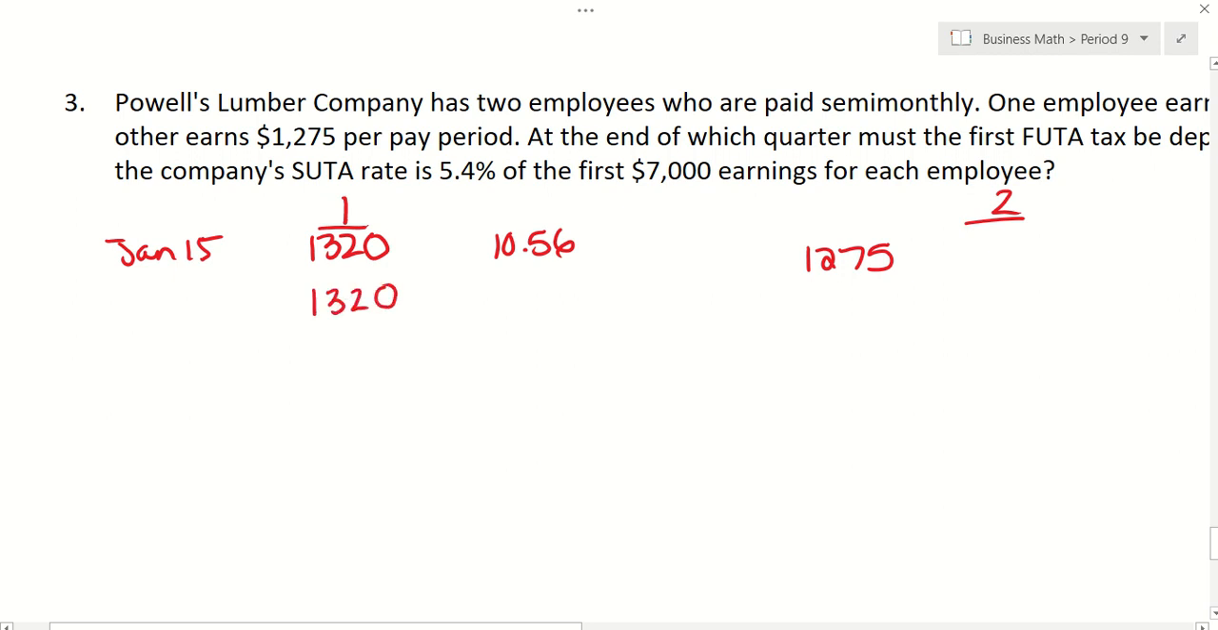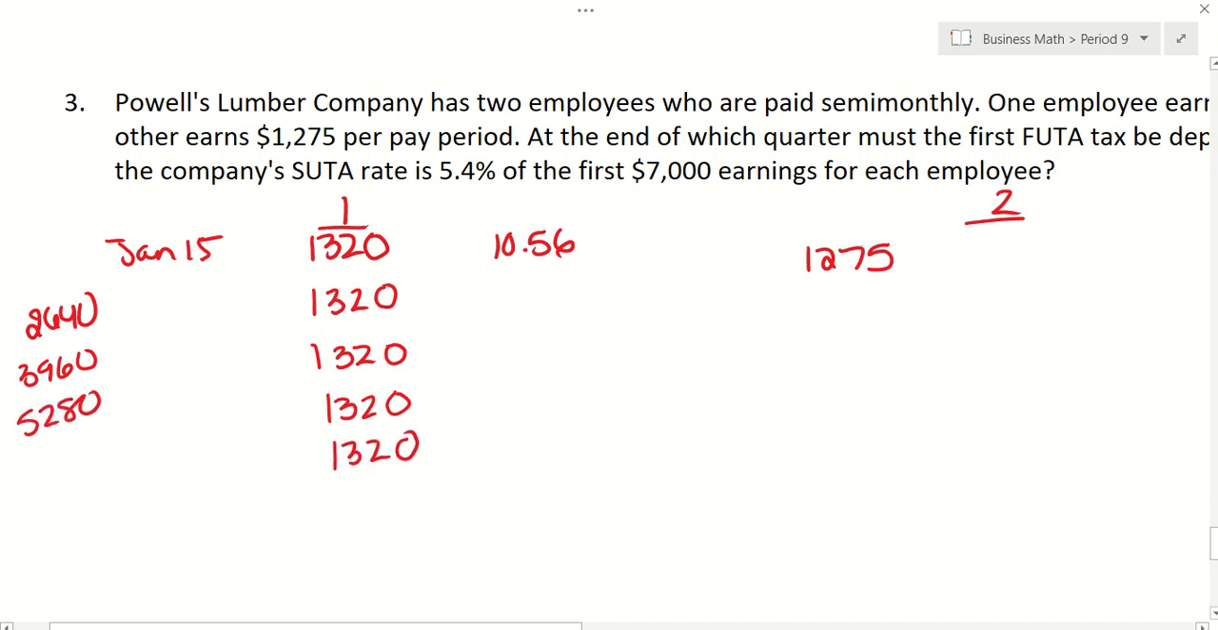So 1,320 would make me at 2640. 1,320 again would be 3960. 1,320 again would make 5,280. 1,320 again makes 6,600. 1,320 again will definitely put me past the 7,000 mark, but again we have to say how far we are away, so the difference between these two when we apply our tax rate.